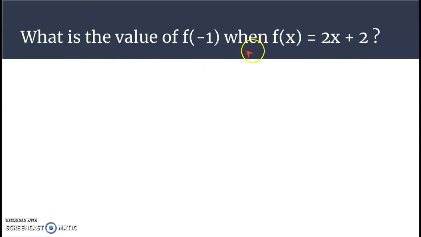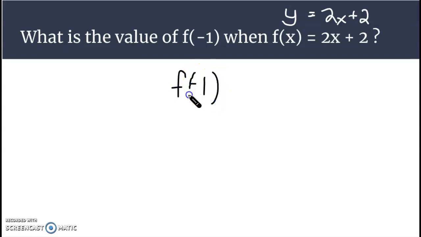So f of x here is a simple function notation. We can almost think of that as y. So if you want to think of this as y equals 2x plus 2, it's basically conceptually the same thing, just a notation issue. So when we say f of -1, it's saying put -1 in for x into the function.